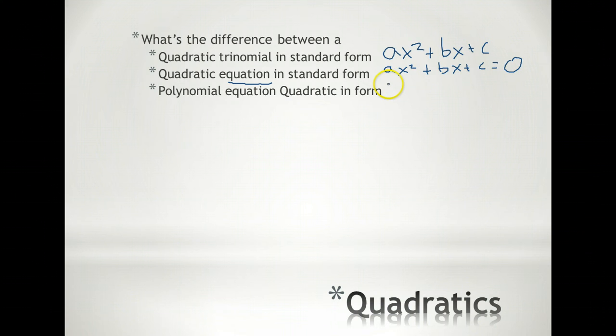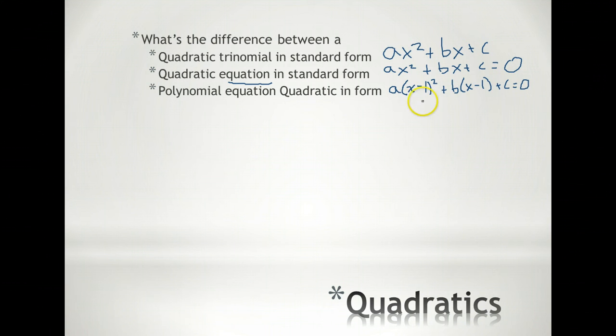Okay, so that's the difference between a trinomial and an equation, this equal part. But then what about a polynomial equation, quadratic in form? Well, that would be when I have something where it looks like I have something squared, something like (x minus 1) squared plus b times (x minus 1) plus c equals 0. So this is of the same form where the thing squared is a binomial and the thing to the first power is the same binomial, just raised to the first power.